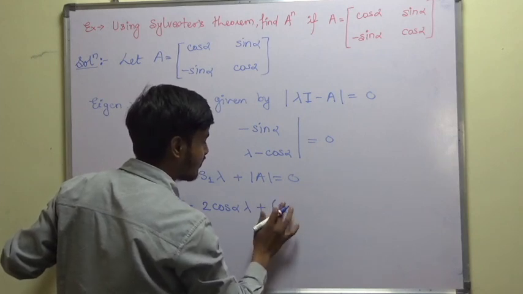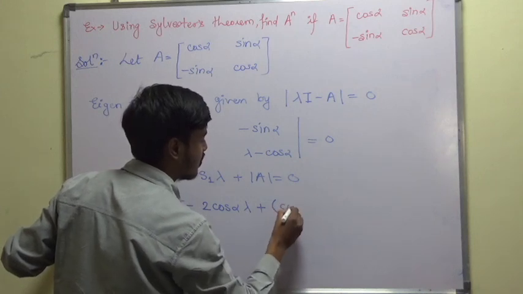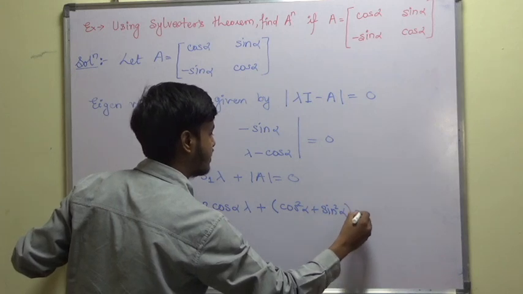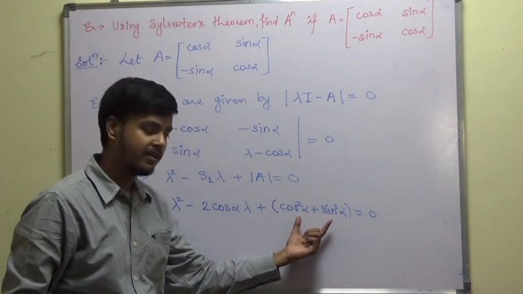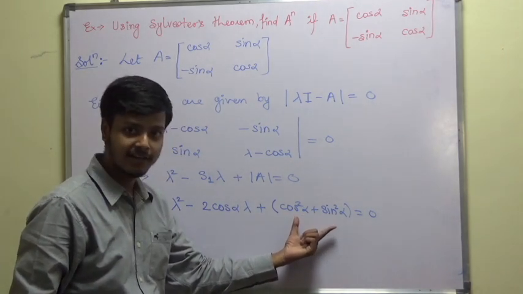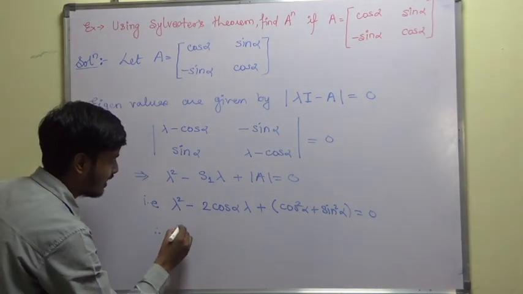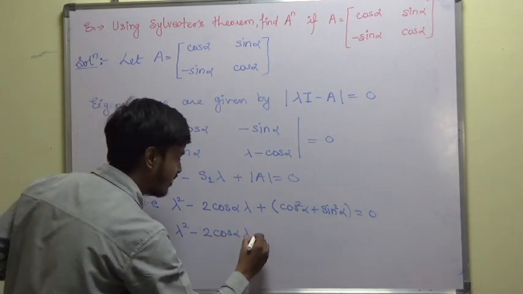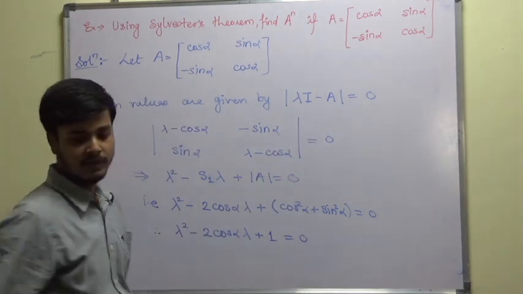Cos square alpha plus sin square alpha is equal to 0. And this is a well known identity. Every child knows what the answer of this identity is. What is it? 1. Correct. Therefore, lambda square minus 2 cos alpha lambda plus 1 is equal to 0.